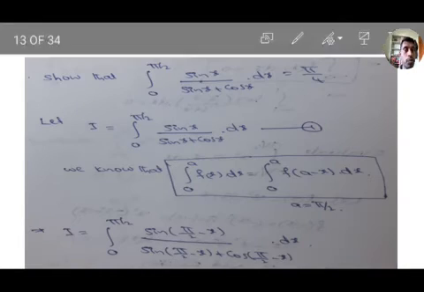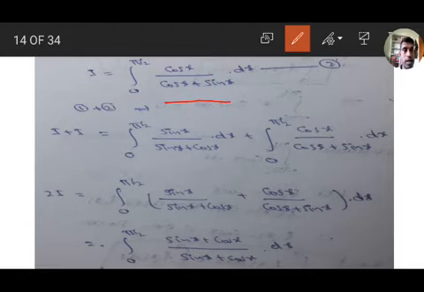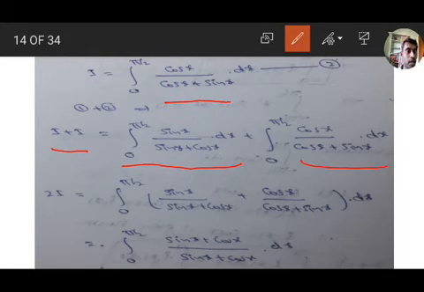Adding the first equation and the second equation, LHS I plus I equals integration 0 to pi by 2 sin x by sin x plus cos x dx plus integration 0 to pi by 2 cos x by cos x plus sin x dx. So it is integration a to b f of x dx plus integration a to b g of x dx. The sum of two definite integrals can be written as only one integration.